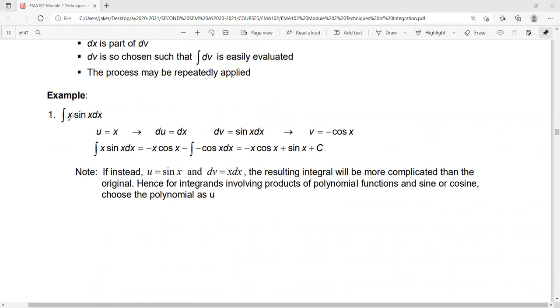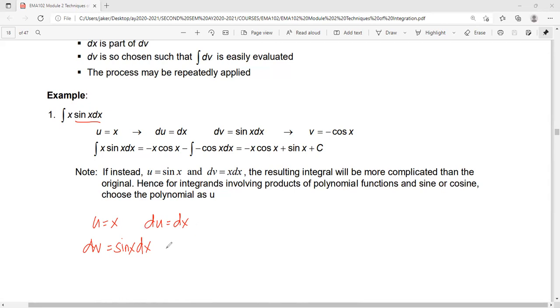You are given the integral of x sine x dx. I'll write it here though it's there already. Now, your u is x because it's a polynomial. Sorry class, we'll just use a different color. Your u is x, the du is dx. The dv, of course, will be the rest of the expression because you already assigned the u. So your dv is sine of x dx. Now, can this be integrated? The answer is yes. So you don't have any problem, proceed.